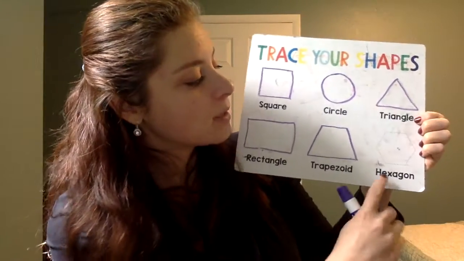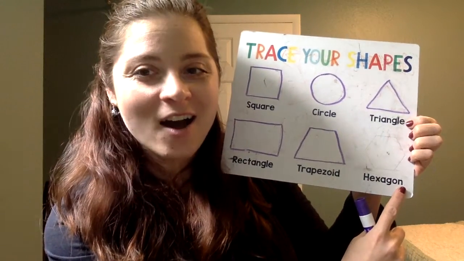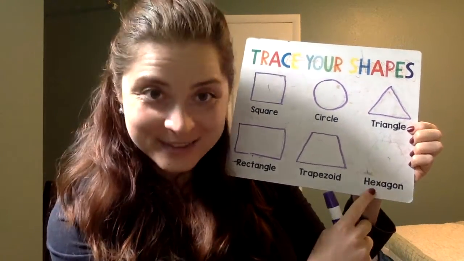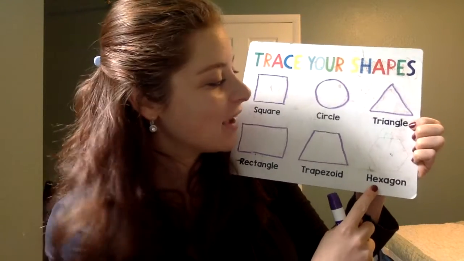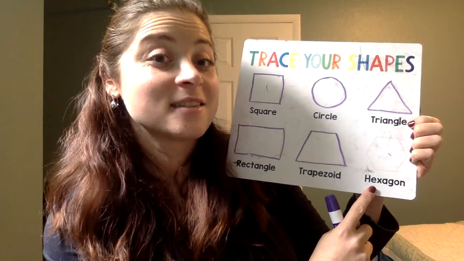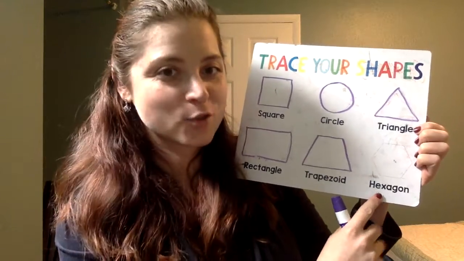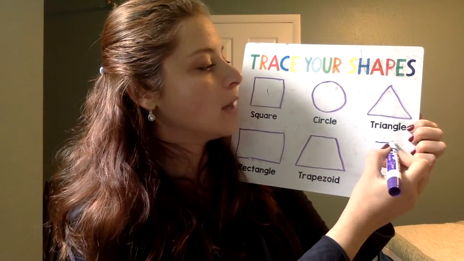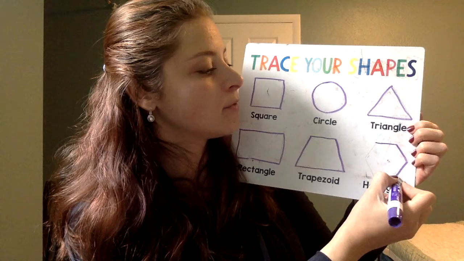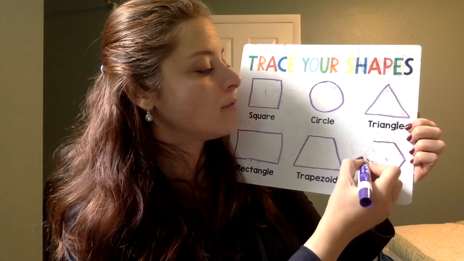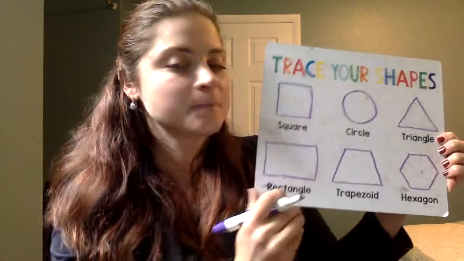The next shape we're going to practice is called a hexagon. Do you remember the hexagon on our flashcards? Okay, it has 6 sides. Let's practice drawing them. 1, 2, 3, 4, 5, 6. It is called a hexagon.